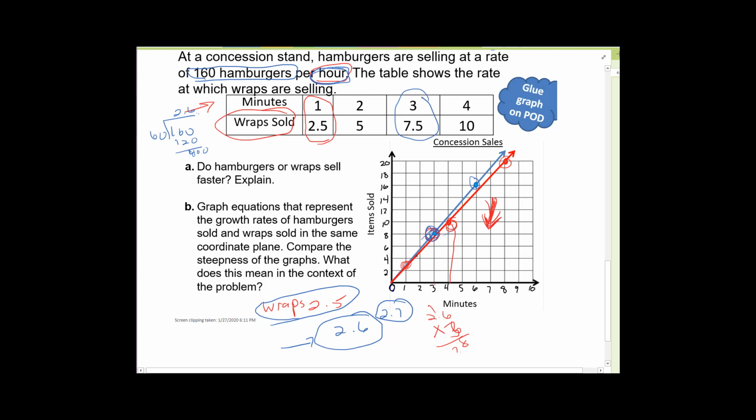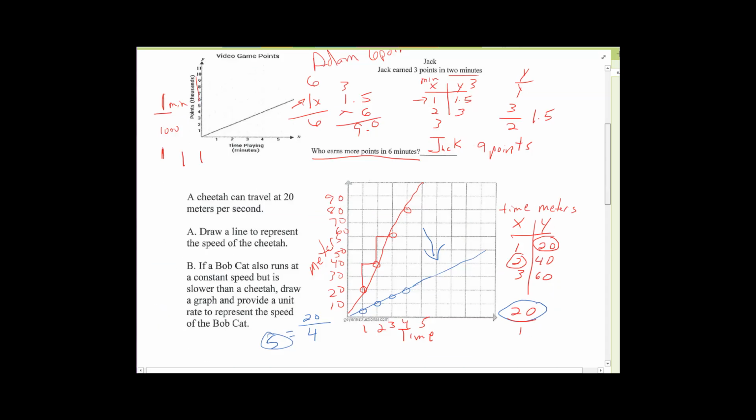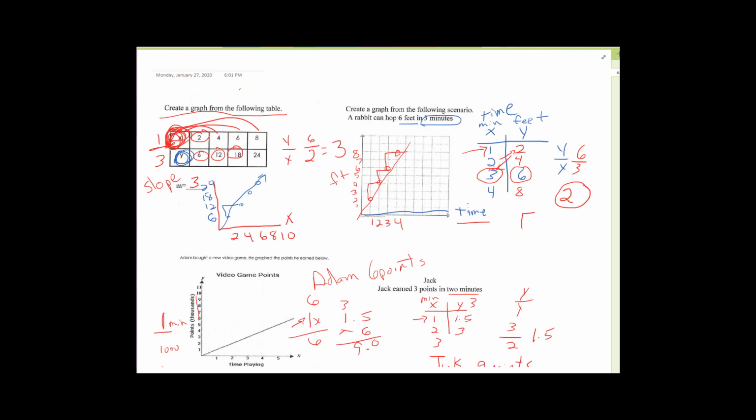So, anyway, please look at these problems. There's a couple of bonus ones on here. Hopefully you'll have them now. And take a look.